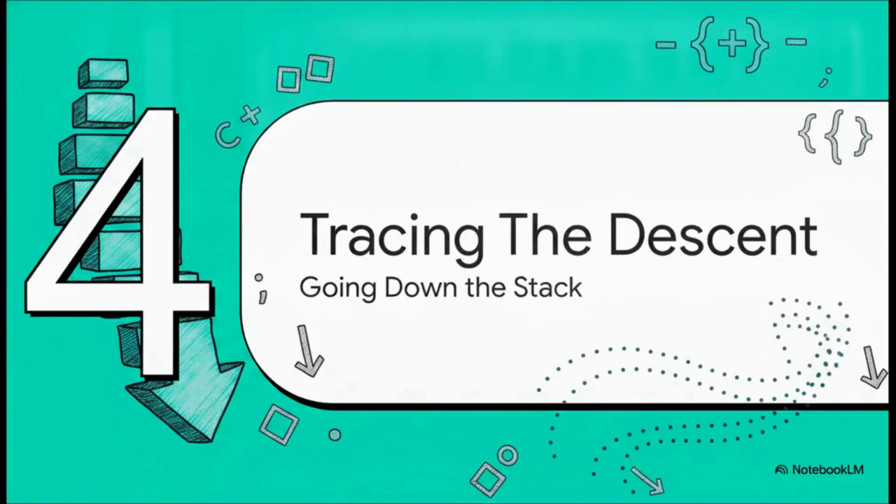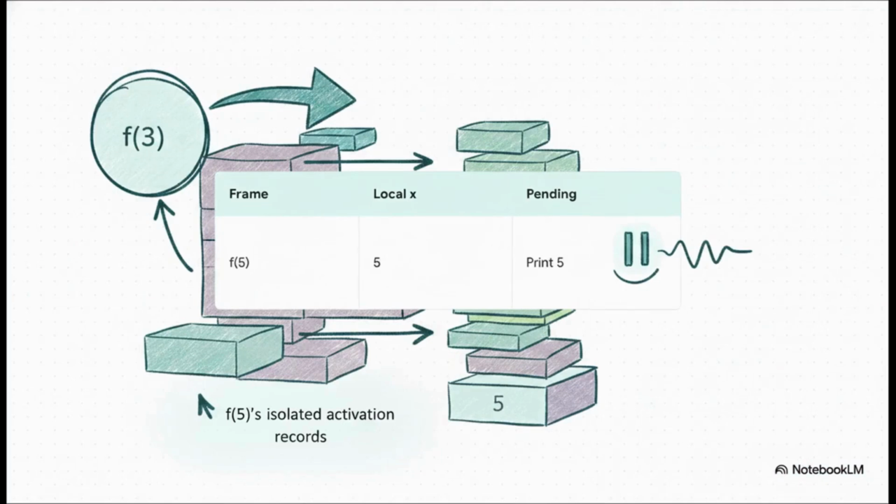Okay, part 4, tracing the descent. Let's trace this step by step. We start by calling f of 5. Our safeguard checks, is 5 greater than 0? Yep, it is. So we enter the function, execute step 1, and print 5 to the screen. Then we hit step 2, which calls f of 5 minus 2, so f of 3. But wait, what about step 3? We still need to print x again. Because we just jumped up to evaluate a brand new function call, that final print statement is temporarily put on hold. It just sits there, paused, tucked away inside f of 5's isolated activation record in the stack memory.